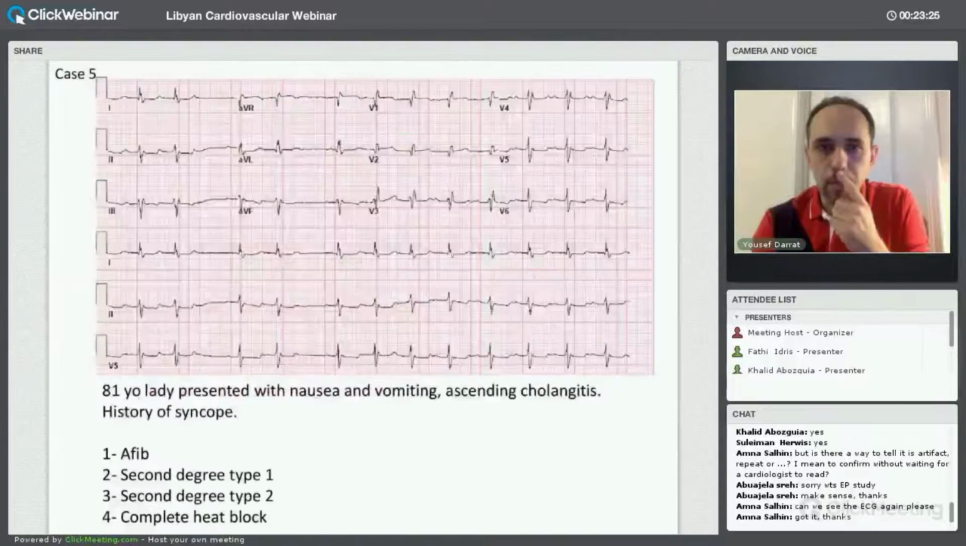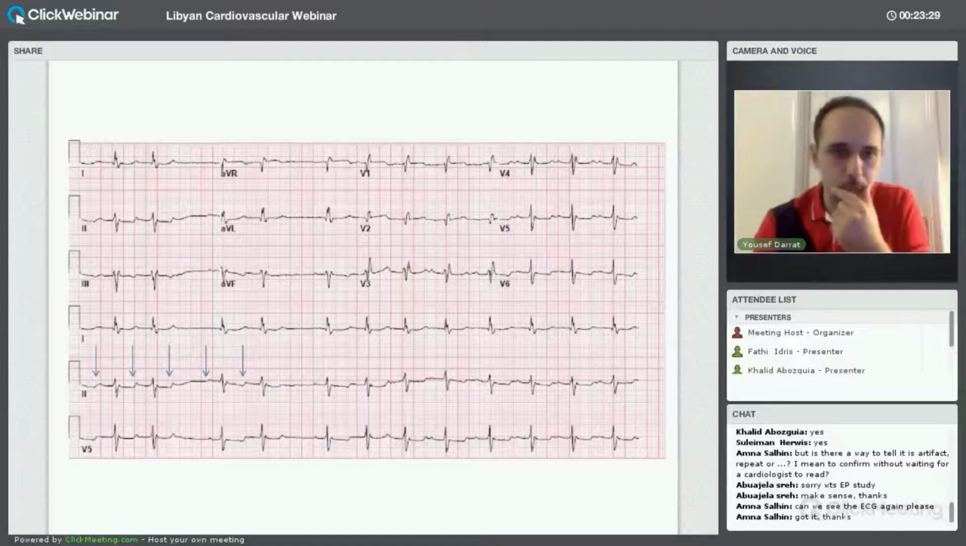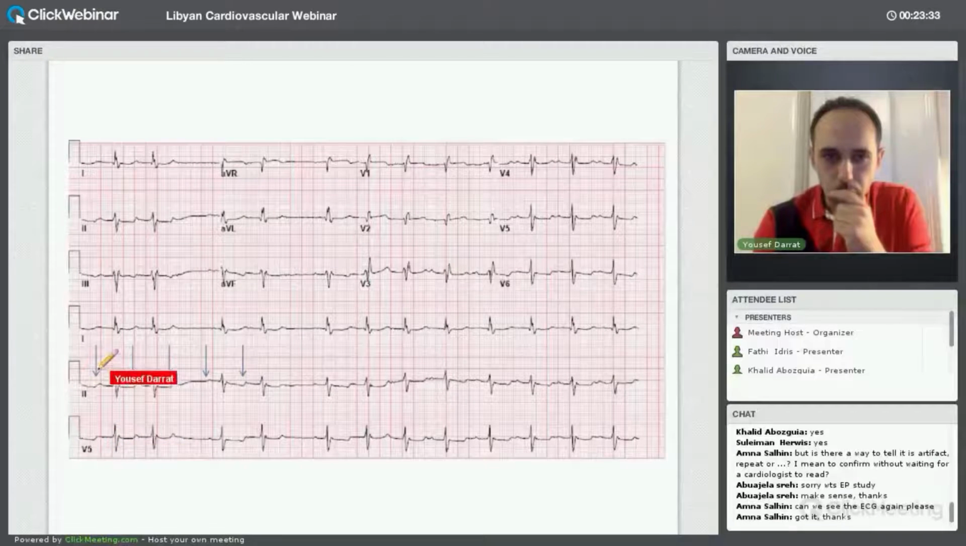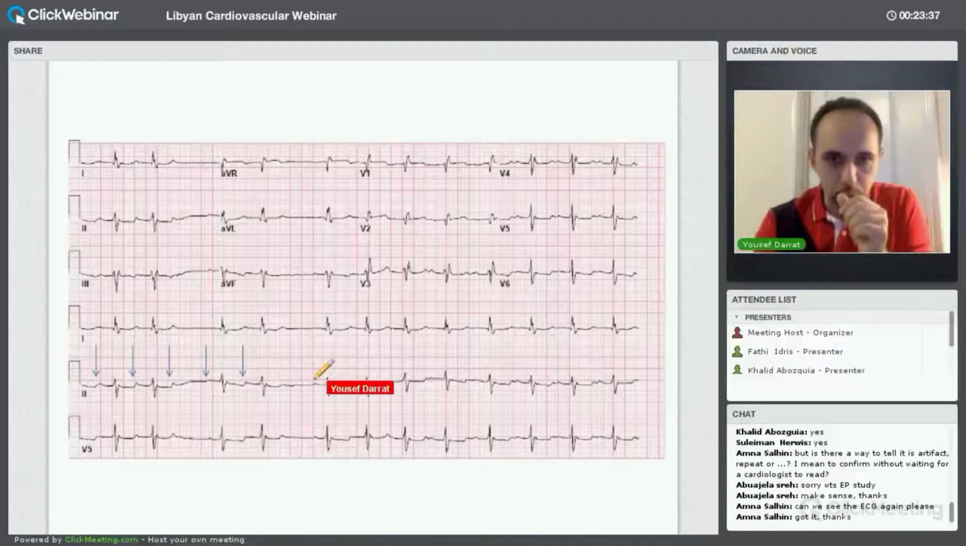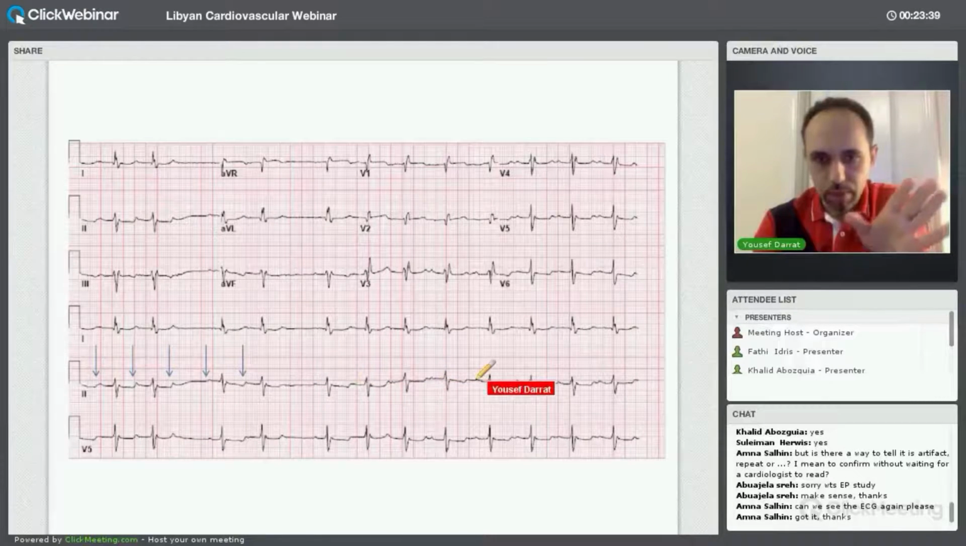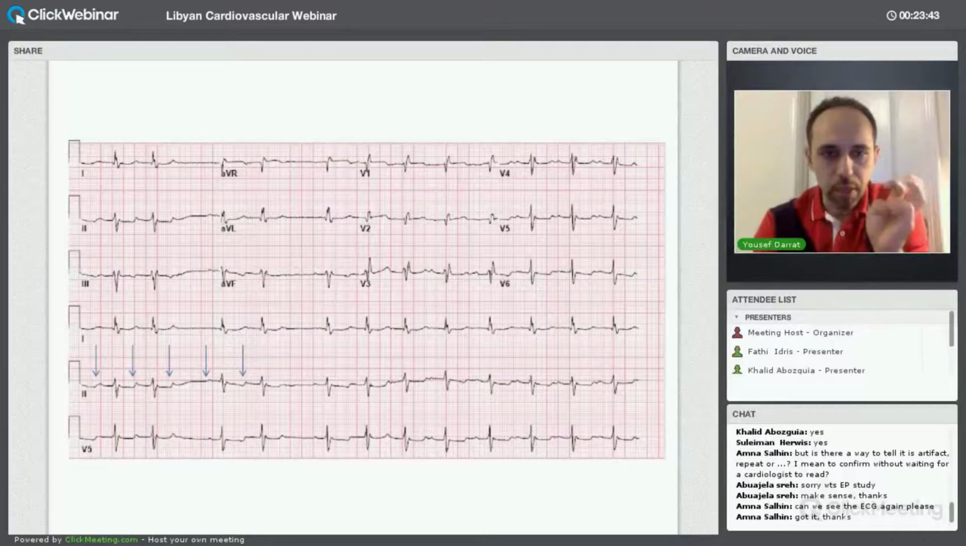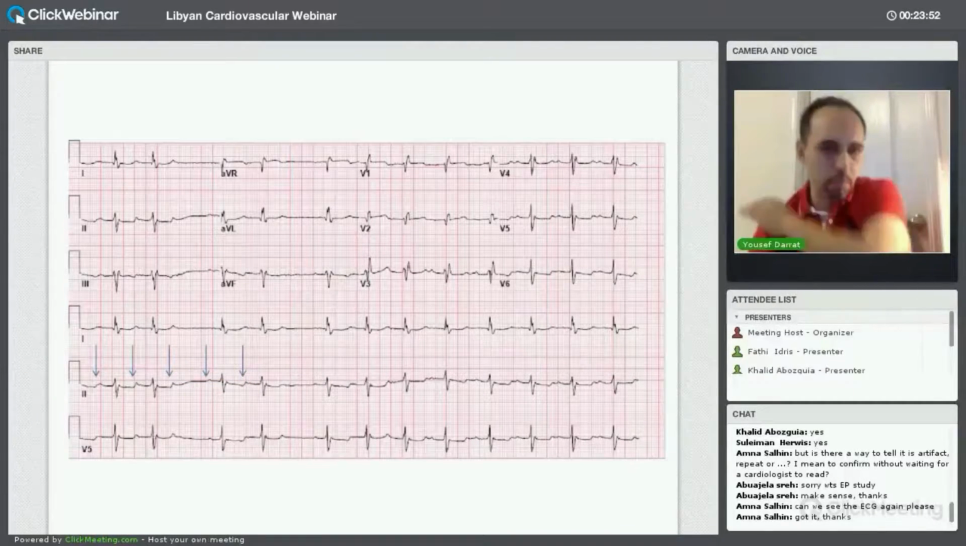So I'll go back to my presentation and show you the EKG. There's a P wave, so atrial fibrillation is ruled out. You can see P waves here. So then the other option is first degree. Well, there's prolongation, but there are dropped P waves, so it's not a first degree AV block.